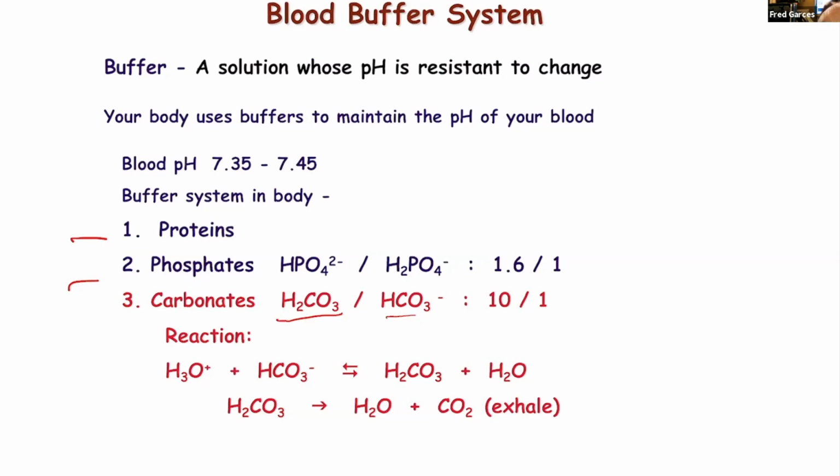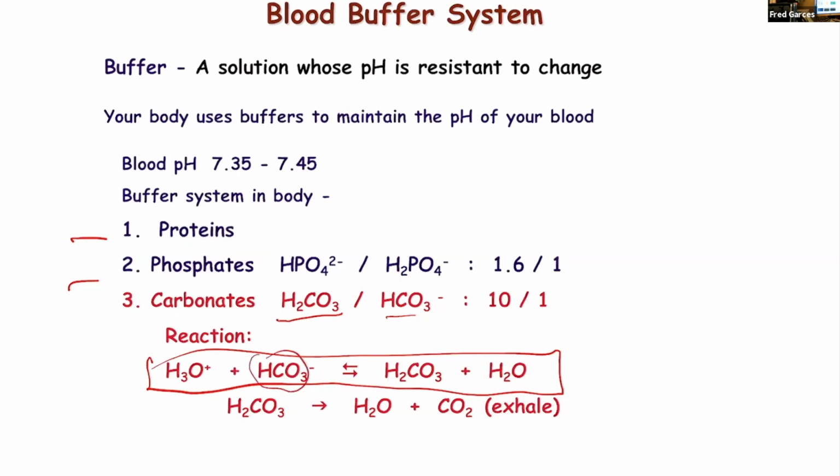That's going to be in our system, okay? And the ratio is generally 10:1, carbonic acid to bicarbonate in our system. This is the chemistry that happens. Now look, when we have this right here, then any acid will be attacked by this guy, any base will be attacked by that guy.